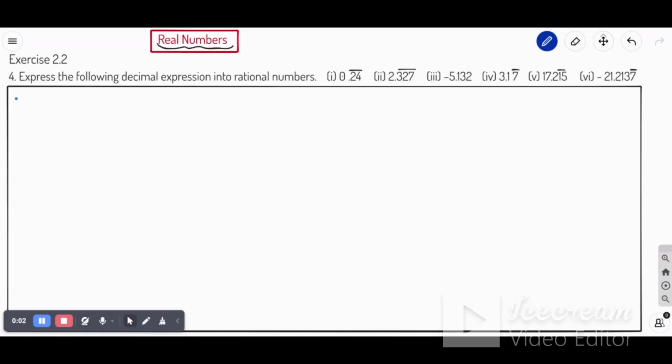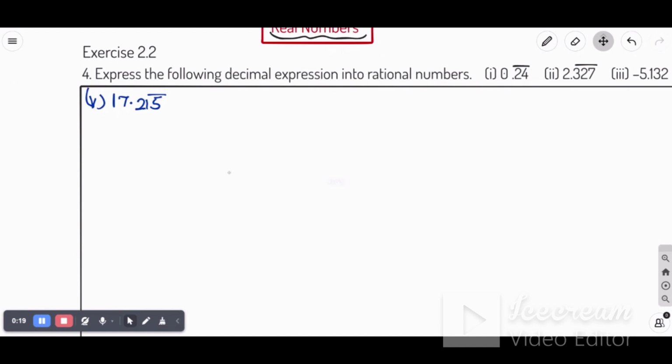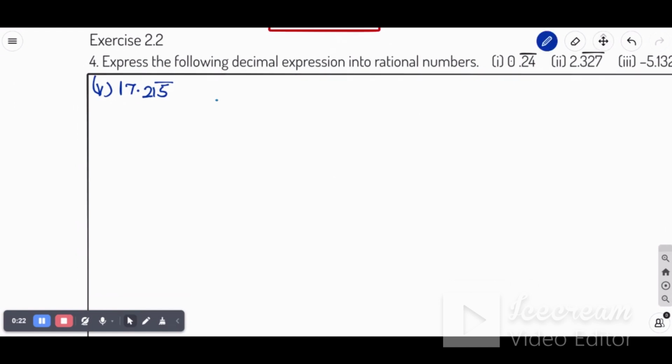Let us move to the next part of the question, which is the fifth one. The fifth one is 17.215, and be clear, the bar, the recurring, is only for 1 and 5, not for 2. So with this, let us start the solution for this. So if you could see, we have got 17 point, our x is equal to 17.2 and then 15. This 15 is repeating and your 2 is not repeating, which means we have got one digit after the decimal point which is not repeating.